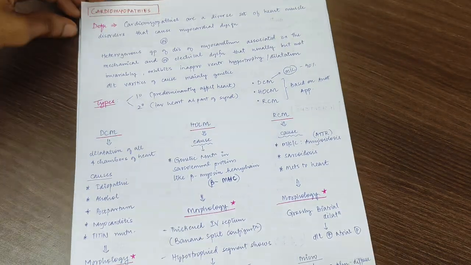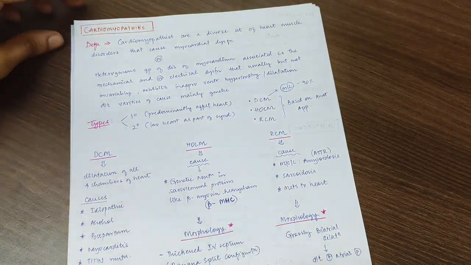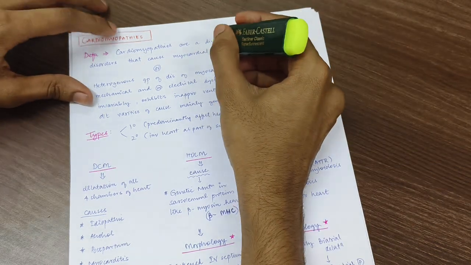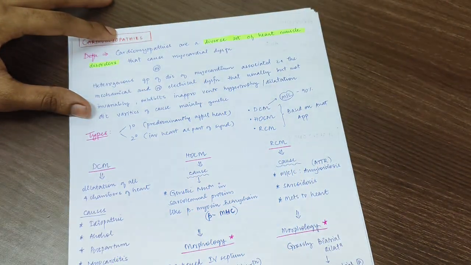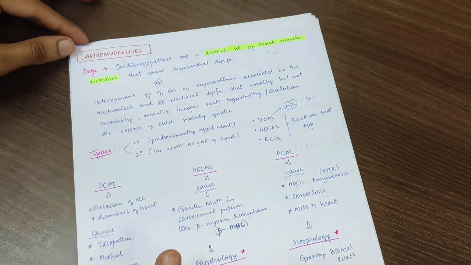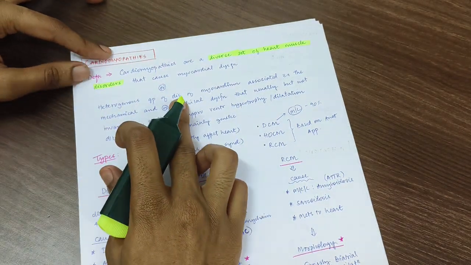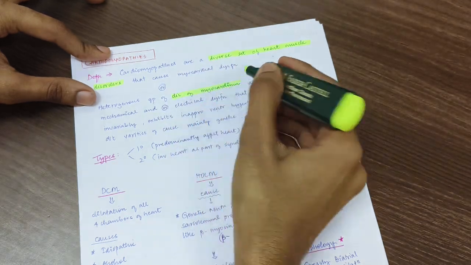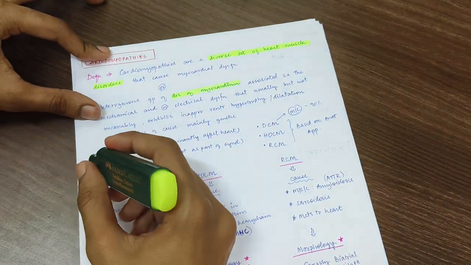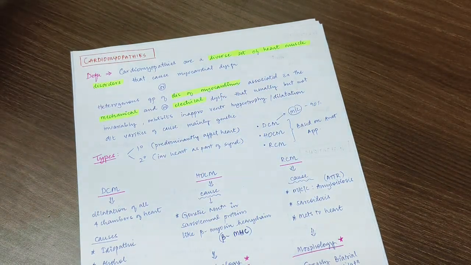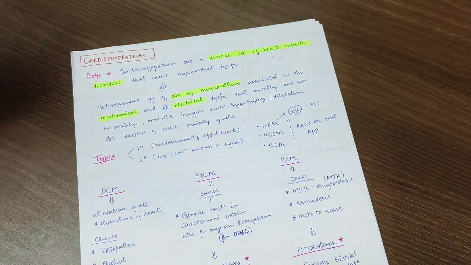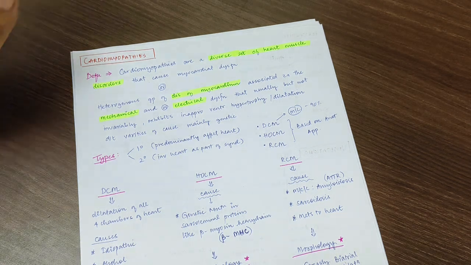Okay. So coming to the cardiomyopathies. So what are the cardiomyopathies? They are a diverse set of heart muscle disorders that cause myocardial dysfunction, or you can write as heterogeneous group of disorders of myocardium. They are disorders of myocardium associated with mechanical or electrical dysfunction that is usually, but not invariably, seen.